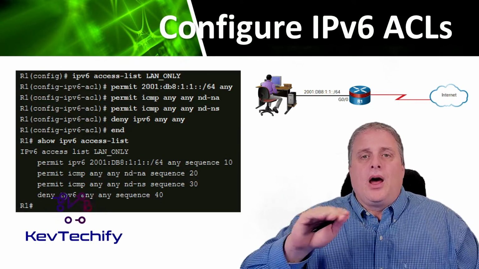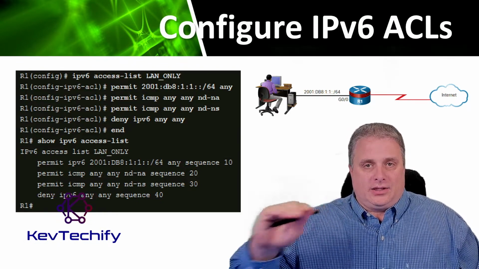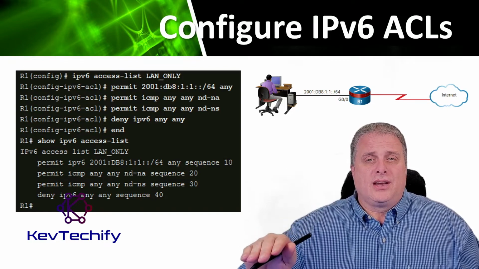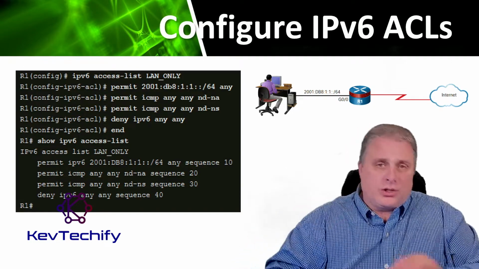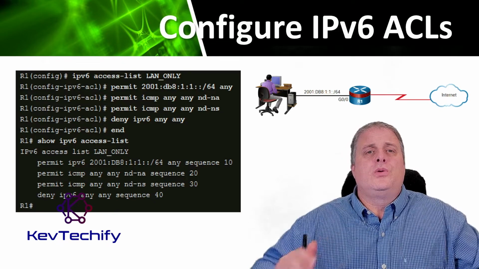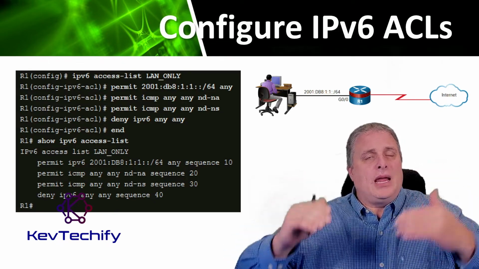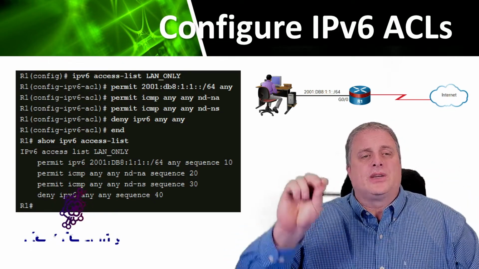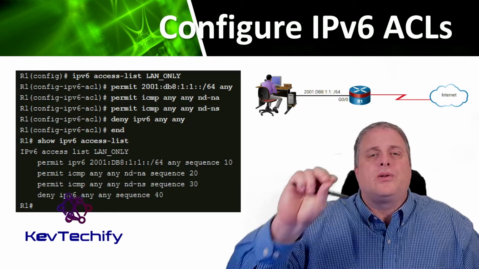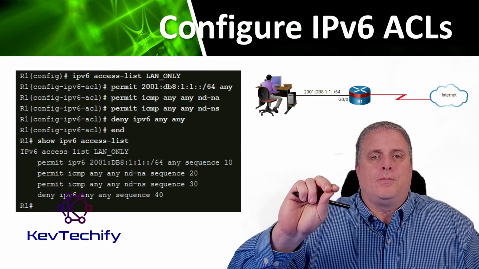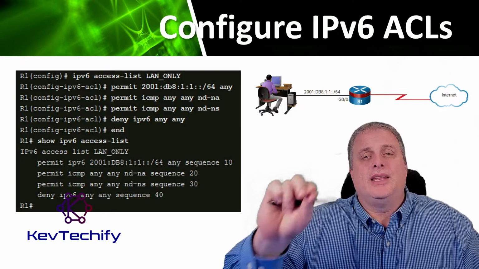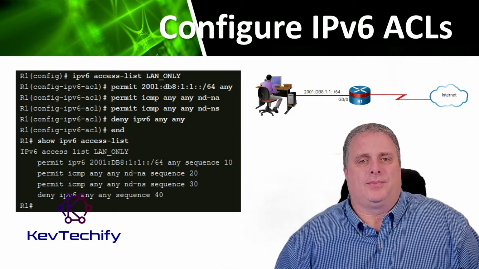So if you explicitly deny all IPv6 traffic, if you type that in, you will disable neighbor discovery unless you explicitly allow those neighbor advertisements and neighbor solicitations to happen.